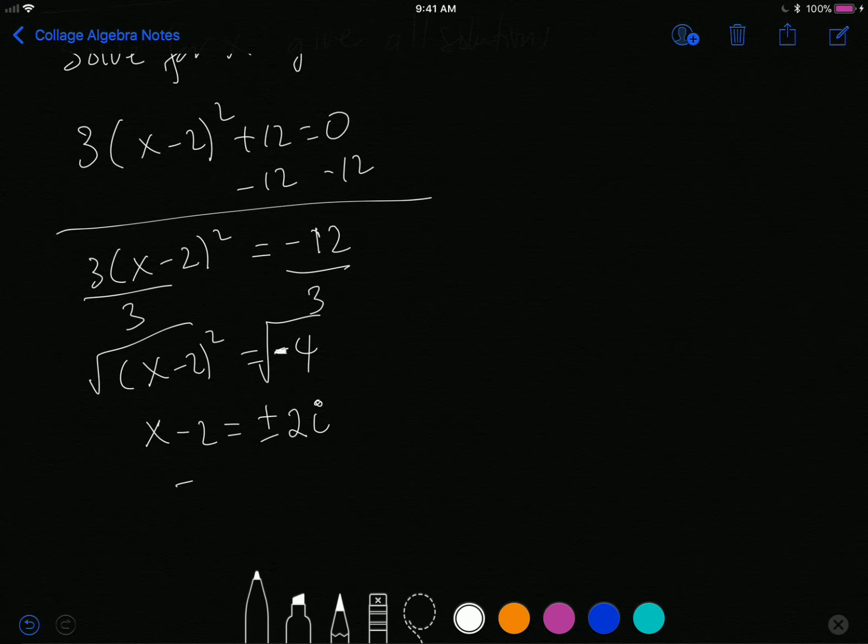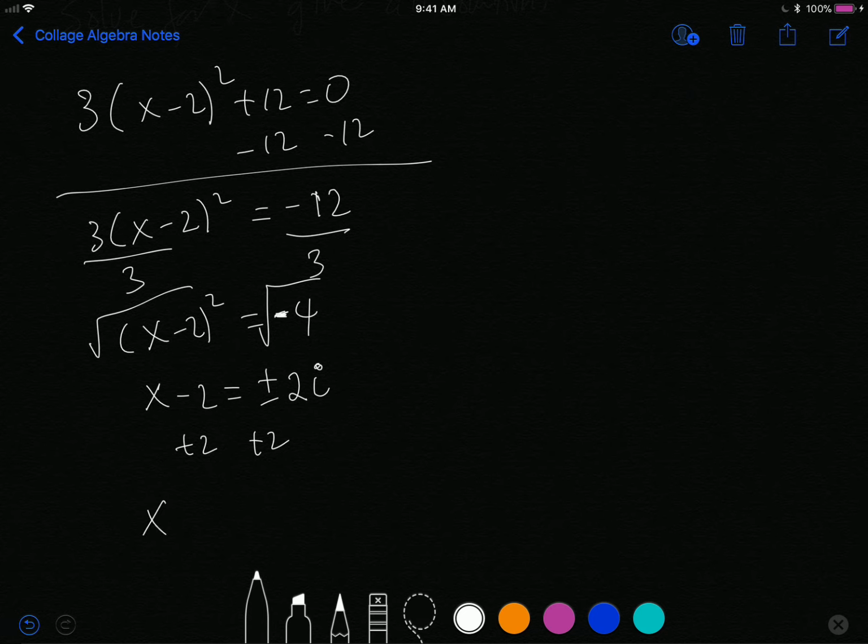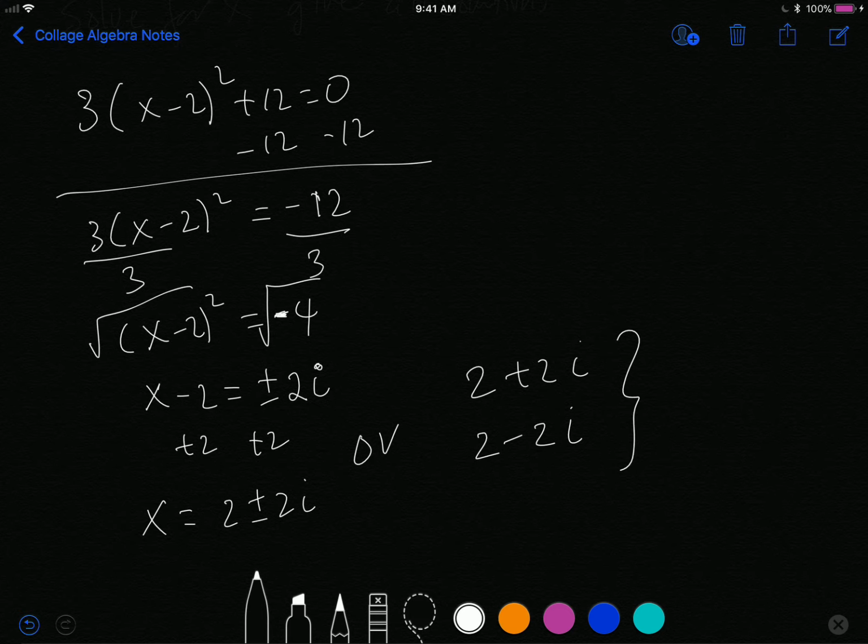And the last step is to add 2 to both sides. And so I get that x is equal to 2 plus or minus 2i, or 2 plus 2i and 2 minus 2i. Notice that this is a complex conjugate pair. Oh yeah, complex conjugate pair.